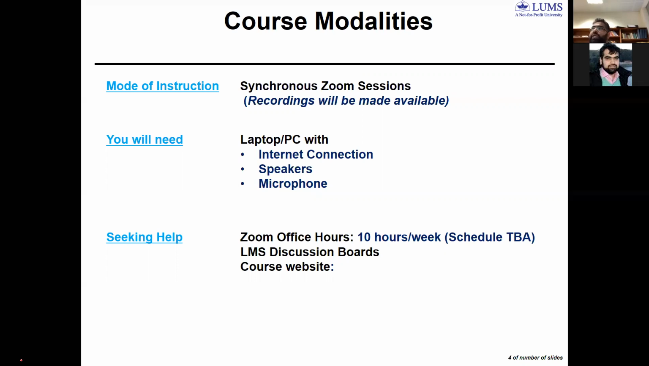You will definitely need a laptop or PC. We do not recommend you use a mobile, because then you lose the overall tempo. An internet connection, speakers, and a microphone are recommended so that you can also talk. The microphone is important. Seeking help: Zoom office hours and TA office hours, when they are announced, please make sure to come to the TA office hours and also the instructor office hours. You can use the LMS discussion boards, and the course website will definitely be on the LMS.